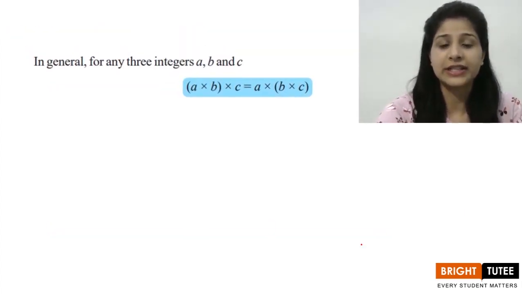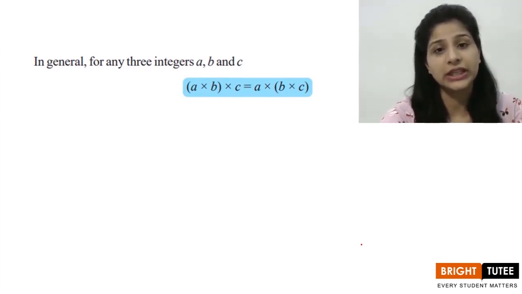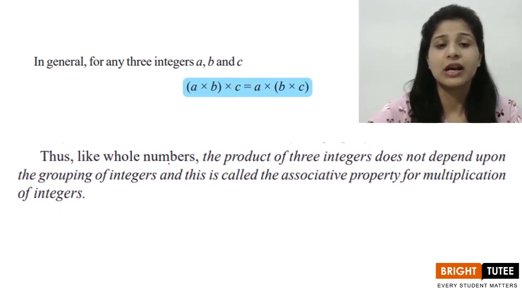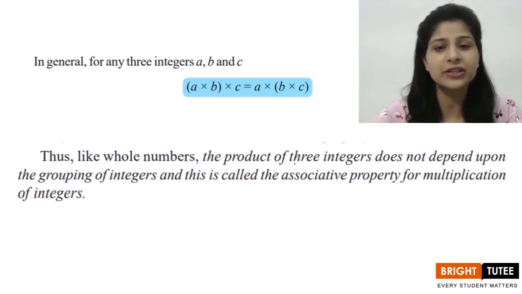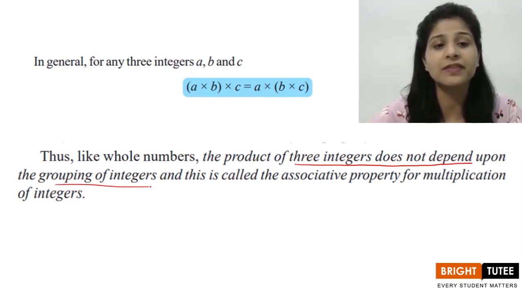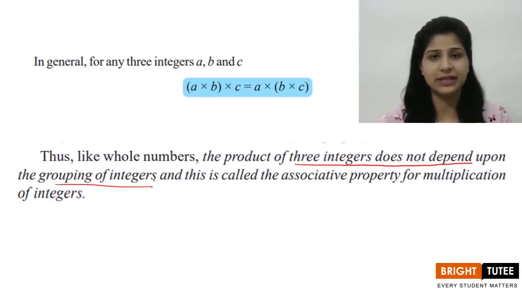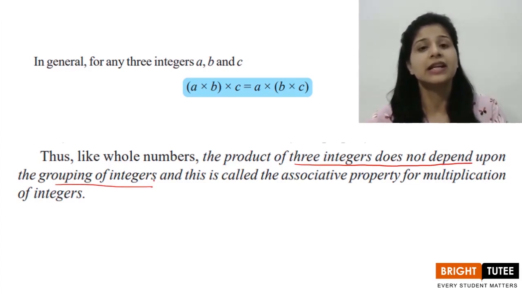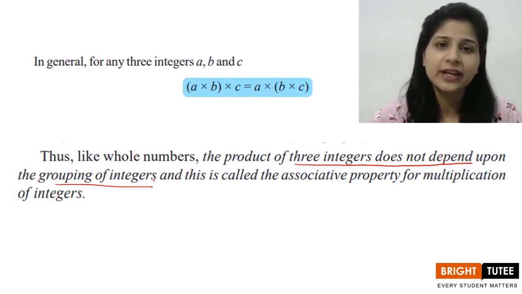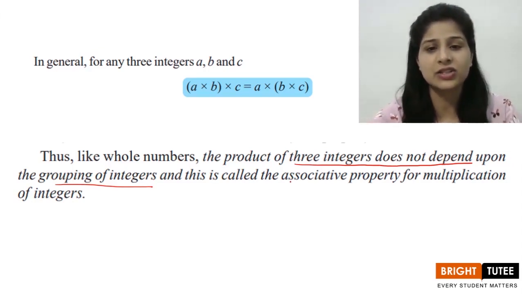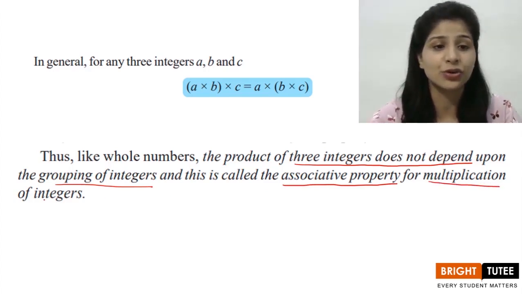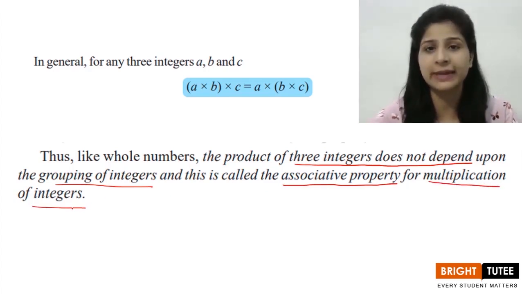So we can say this, A cross B into C is equal to A into B cross C. So like the whole numbers, the product of three integers does not depend upon the grouping of integers. As in the whole numbers, we can multiply any integer with other, right? So the order actually does not matter. Same is the case with integers, and this is known as associative property for multiplication of integers. I hope this makes sense and is clear.